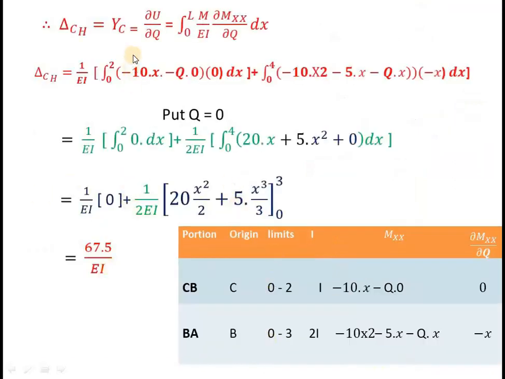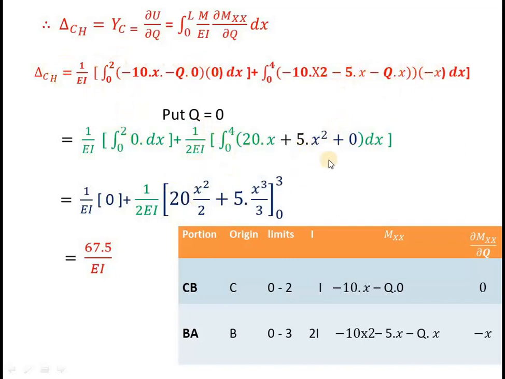Now again simplify here by putting the values of M by EI and dou Mx by dou Q in this delta CH equation. See now this moment is minus 10x into Q into 0, that means the whole term will become 0 here. Here it is minus 10 into 2, minus 5x, minus Qx into dou Mx by dou Q which is minus x. Q equals 0 means this term will become 0. Minus 20 into minus x will become plus 20x. Minus 5x into minus x means plus 5x square. This term is 0 because the whole is multiplied by 0.